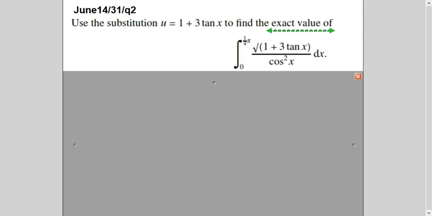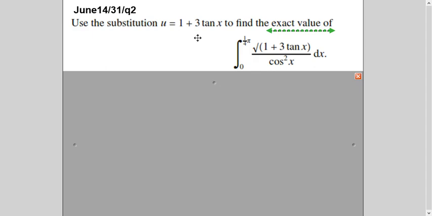This question I have taken from June 14, variant 3.1, question number 2. This is a question of integration by substitution, which is very obvious from here. You have to integrate this, and the important thing is that you have to give the answer in the exact form. So you will not write the answer in decimal form, so avoid making this common mistake.